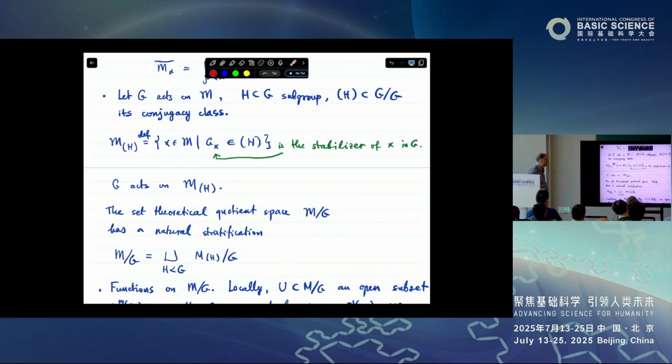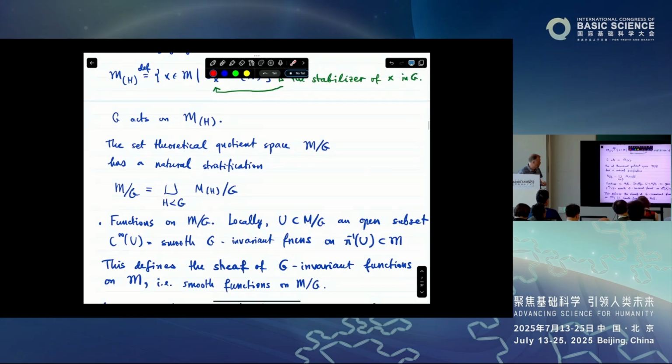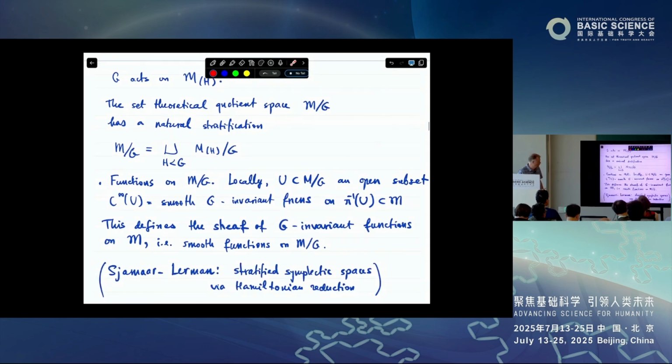An example of stratification is, say, if G acts on M, H is a subgroup, and H in brackets is the conjugacy class of this subgroup. Then the strata corresponding to conjugacy classes have a natural poset with respect to inclusion. The stratum is simply the subset of points where the stabilizer of a point is in this conjugacy class of H. And then the set theoretic quotient of this stratified space is just the union of quotients. So that's a stratified space.